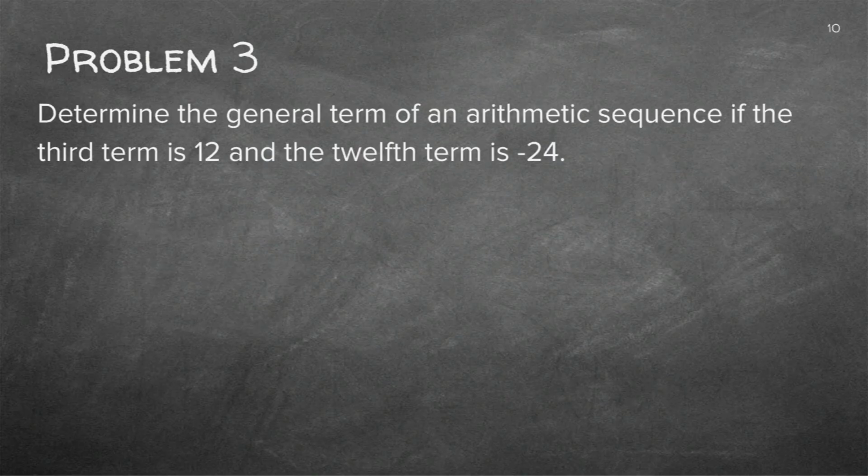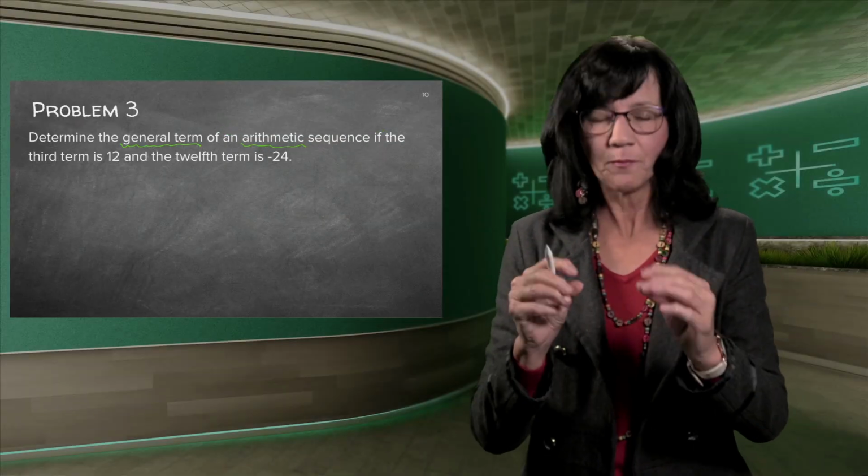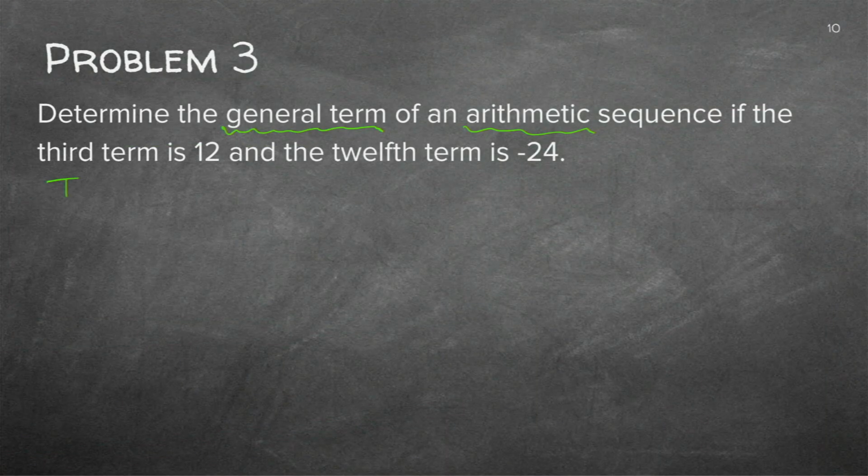Good. Next problem. Here, they don't give you a sequence. They say, determine the general term of an arithmetic sequence. So the minute I read that, I know immediately general term means the Tn formula. So I can actually go and write it down immediately. I can say Tn is equal to a + (n - 1)d. Now that is my formula.